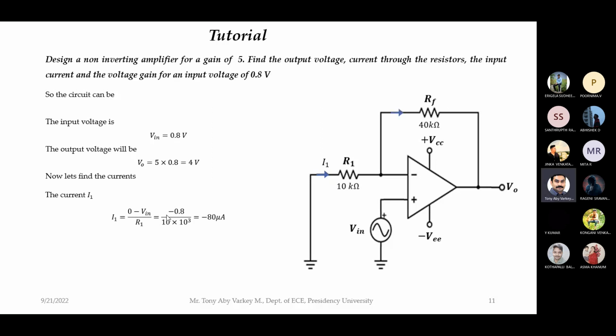Similarly, now I will mark IF. What is IF? Formula for IF? V in minus V naught by RF. Correct. V in minus VO by RF. So 0.8 minus 4 divided by 40 kilo ohm, which will be minus 80 microampere itself. These two currents will always be same. Why? Because this current is 0. Correct. Current entering the inverting terminal of the op amp should be 0, which means that whatever current is flowing through R1, same should flow through RF. That is why you are getting both same. Is it clear?